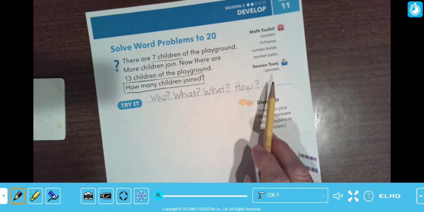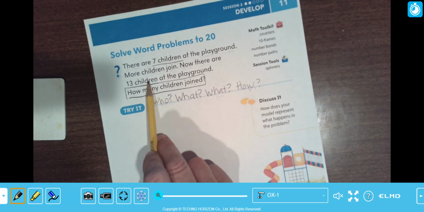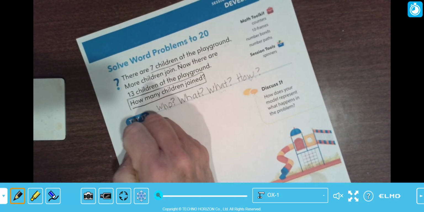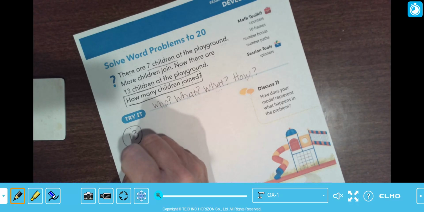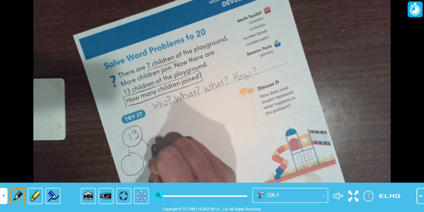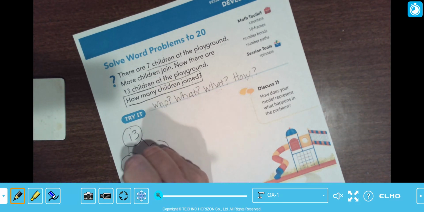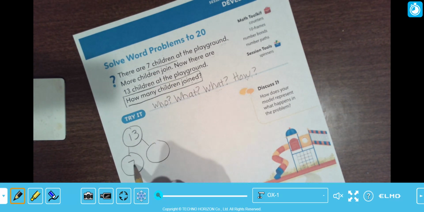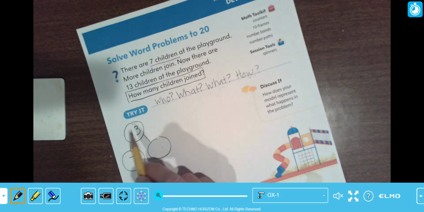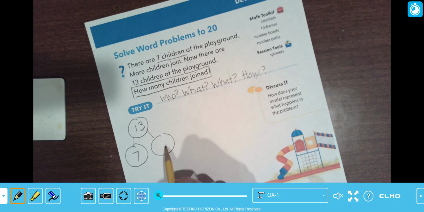Well, let's ask ourselves, do we know the total number of children? Yeah, we know that there were 13. Okay, so let's make that number bond. There were 13 in total. Okay. So what are the 2 parts? One part is 7. 7 were there, and then more came, and then there were 13 altogether. So we don't know how many more came.